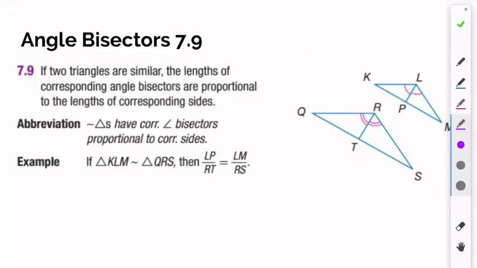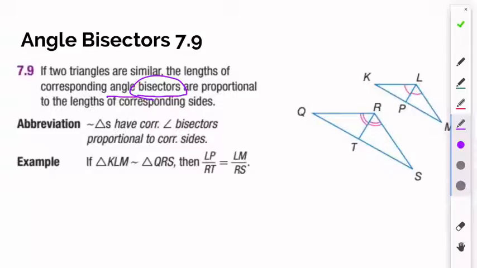Moving on to angle bisector, 7.9. If two triangles are similar, the lengths of the corresponding angle bisectors are proportional to the lengths of the corresponding sides. So again, this word comes up throughout geometry. Bisector, to bisect something means to cut it exactly in half. So if we're talking about an angle bisector, we're talking about cutting an angle exactly in half.